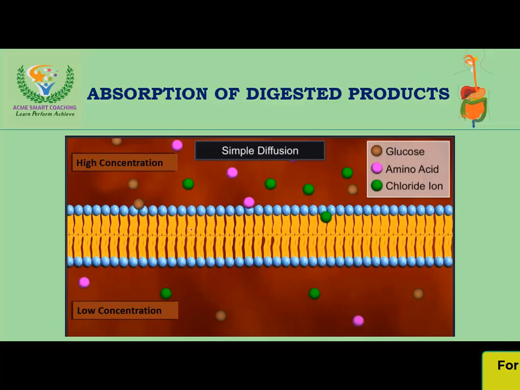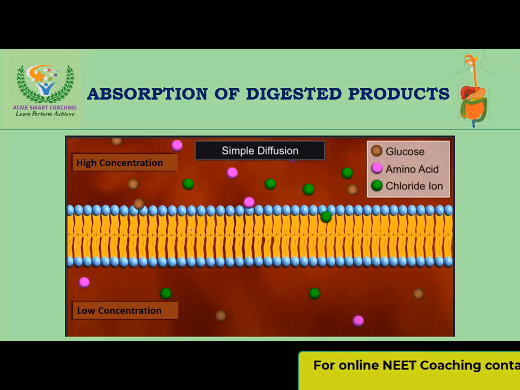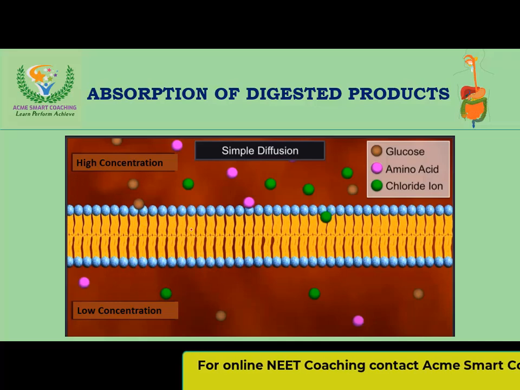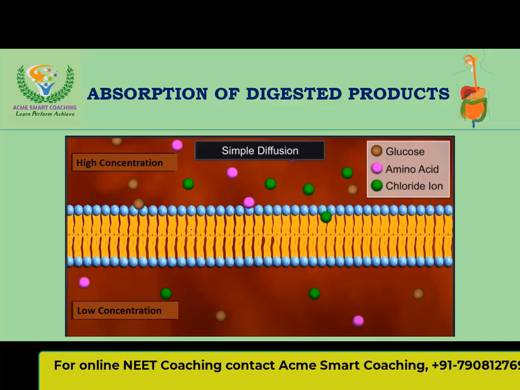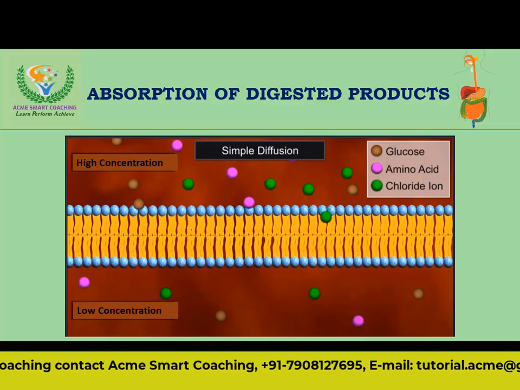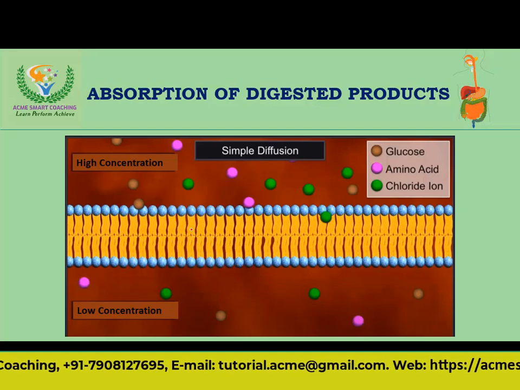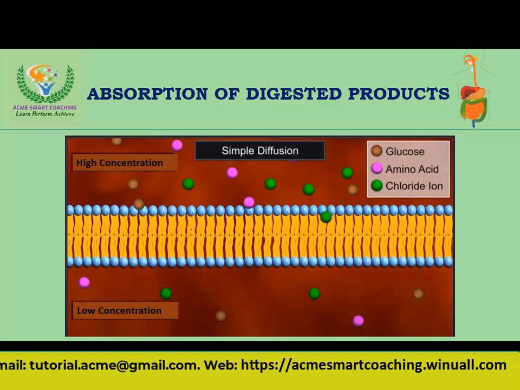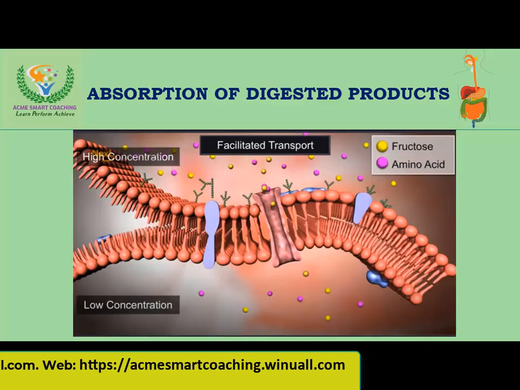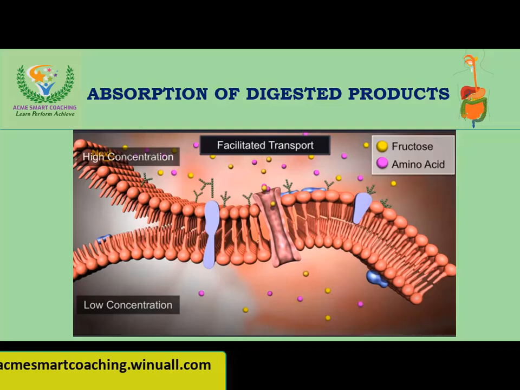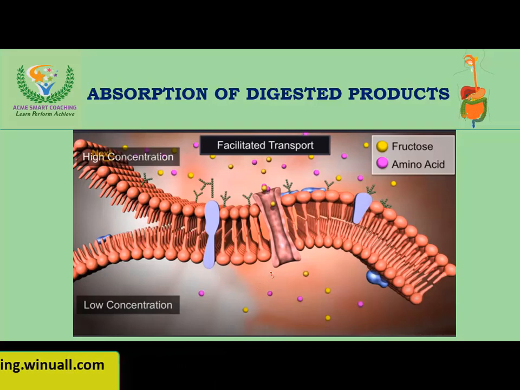Simple diffusion takes place from higher concentration to lower concentration. The molecules which are in higher concentration outside the membrane of the cell diffuse into the cell where there is low concentration of the molecule, which does not require any energy.